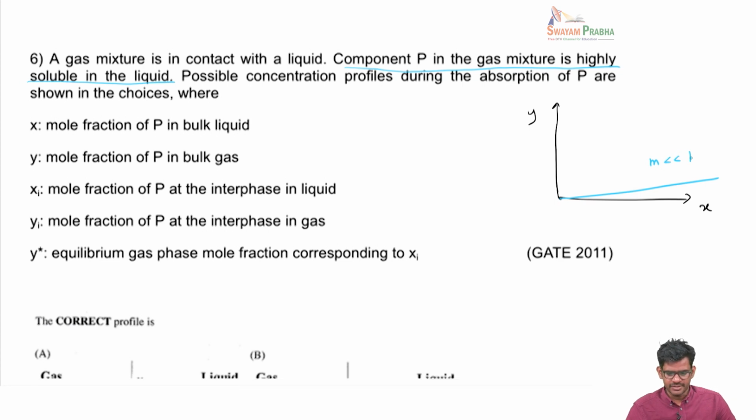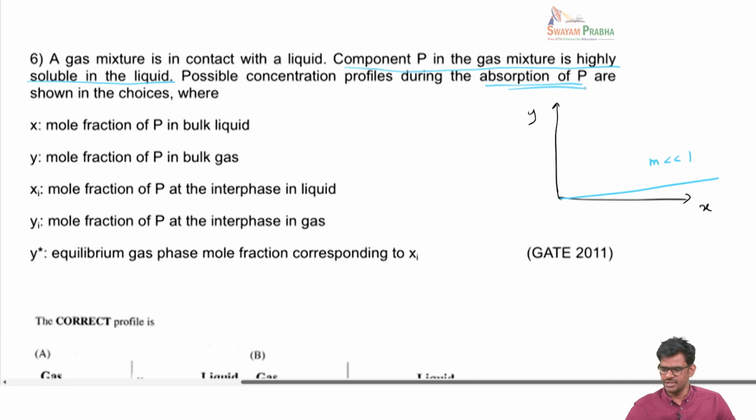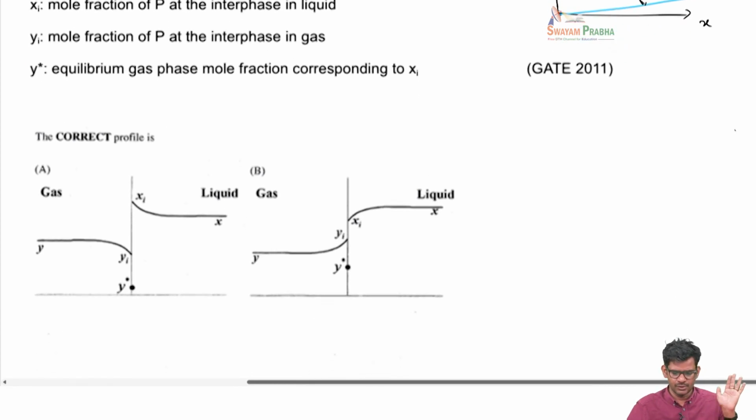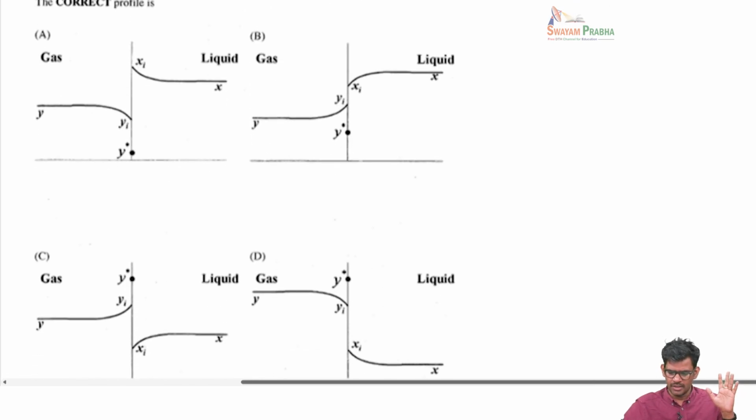So what are they asking? Possible concentration profiles during the absorption of P are shown in the choices. Again, they are talking about absorption. This is also important information, because we know that for absorption, the bulk concentration is going to be above the line, and we are going to reach the interface concentration somewhere here. If it had been stripping, the bulk concentration should be below the line, and the interfacial concentration will be going upwards. So the direction is also important. These are definitions: x, y we know, xi, yi we know, the equilibrium line we also know. So the question is, for this particular problem, what would be the right answer?